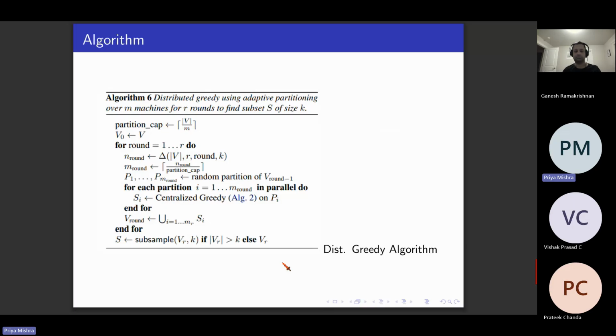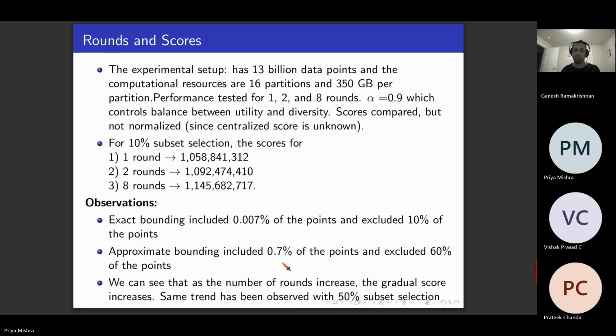I mean, the number of points we have to consider in each partition, and we do a greedy approach on all these partitions. And again, repeat this until we get the selected subset size. We have done this experiment.